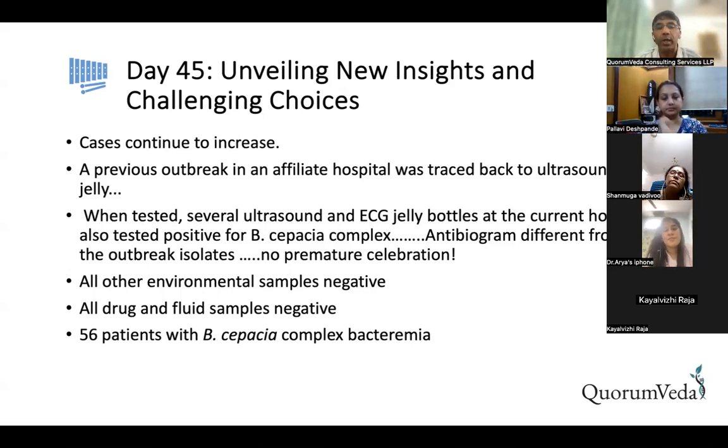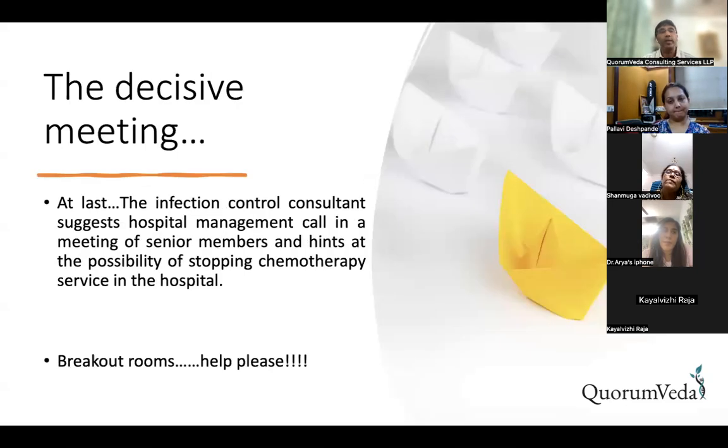56 patients are Burkholderia cepacia back treated. Now, what should I do? What should the hospital do? The decisive meeting: the infection control consultant called, there are multiple meetings, at least a dozen meetings in that short period of 2.5 months. A dozen meetings of all the stakeholders, I'm telling you, all the stakeholders. Now the decisive meeting from the highest management, because the recommendation that the infection control consultant is going to make is to stop the chemotherapy of that hospital, of a top hospital in the country. Stop. That was the recommendation going to be made.